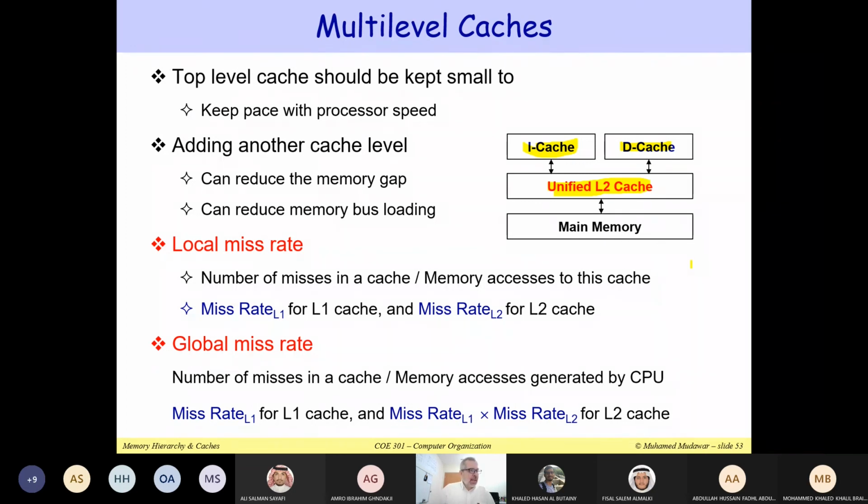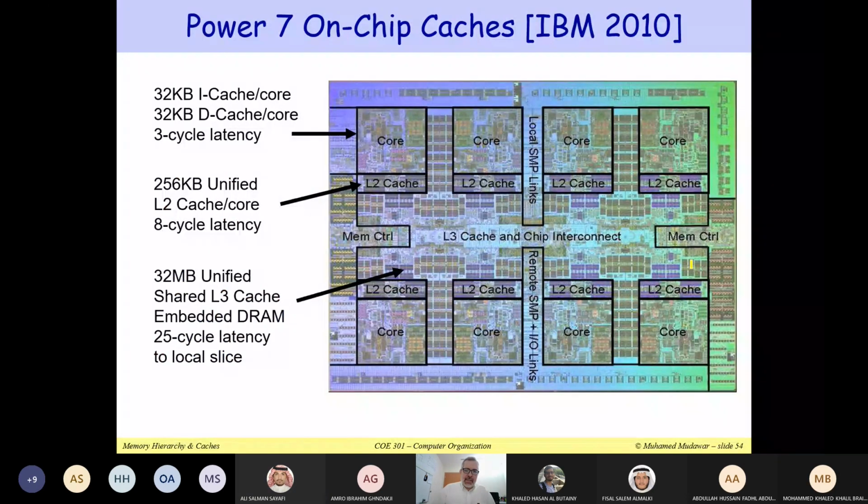I don't really want to go into the details. This is an example of a chip from IBM, going back to 2010. This was the high-end chip from IBM. It had 8 cores, and inside each core we have 32 kilobytes for the I cache and 32 kilobytes for the data cache, with 3-cycle latency for the level 1 cache. It has a 256 kilobyte unified L2 cache with 8-cycle latency. So if you have a miss in the level 1 cache, you go to the level 2 cache, but the miss penalty is only 8 cycles, not 100 cycles like in the example.